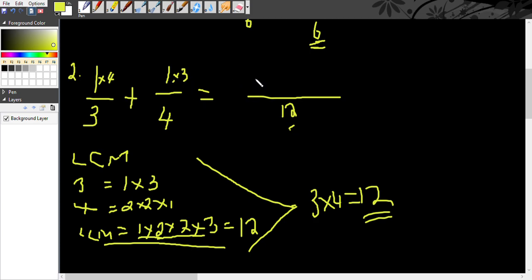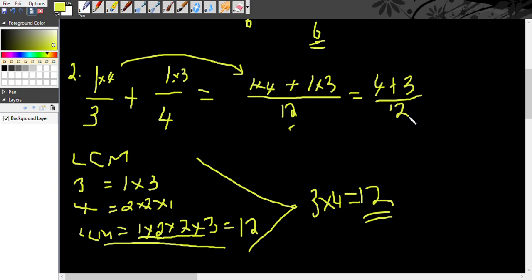So there we'll have 1 times 4, plus the sign we carried as it is, plus 1 times 3, which gives us 4 plus 3 over 12. So there we go. Now we're just about to finish. 4 plus 3 is 7 over 12. 7 over 12 is our final answer.